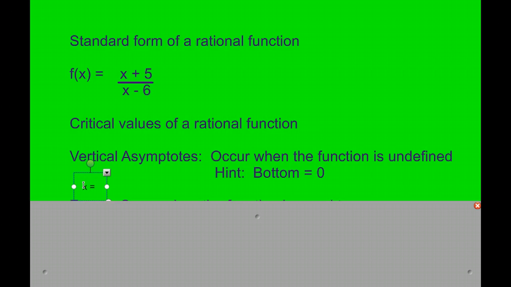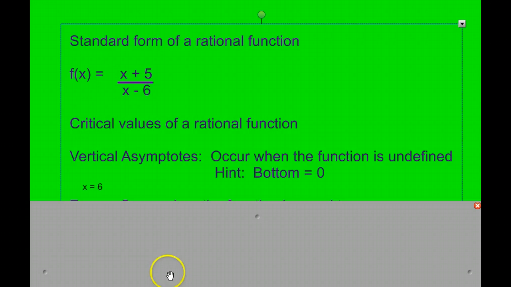So therefore, we would have a vertical asymptote at x = 6, because that is the point where we would have an undefined value, because 6 minus 6 is 0. That creates a 0 on the bottom, which creates an undefined value. So that's going to create a vertical asymptote. This is similar to the excluded values we talked about when simplifying, and this is one of the reasons we focus on excluded values: to understand that's a point where this function is undefined, so we'll draw a vertical asymptote at that point.